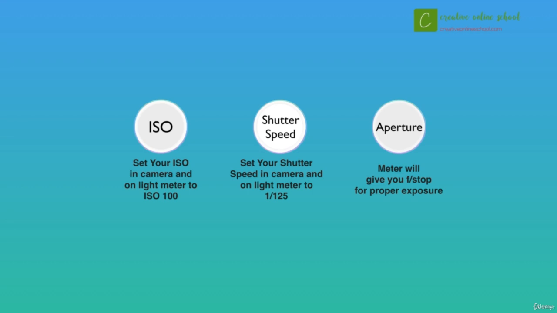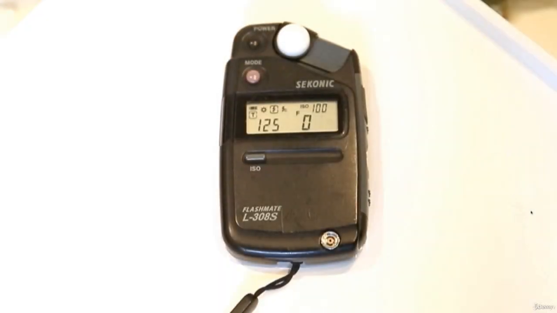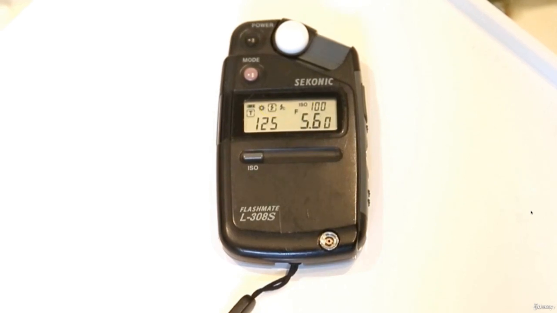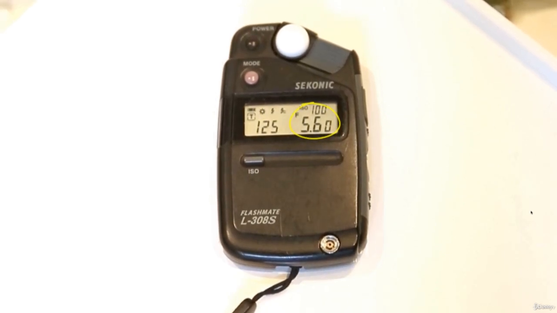You'll set your ISO in camera and on your light meter to ISO 100. You'll also set your shutter speed in your camera and on your light meter to 1/125th of a second. You'll hold your meter in front of your subject with the dome facing the camera. You're going to press the measure button. It'll blink waiting for the flashes to trigger, and then you'll trigger your flash. And you'll see here it gives us a reading of f5.6. The meter instantly reads out the correct aperture for the scene you have set up.